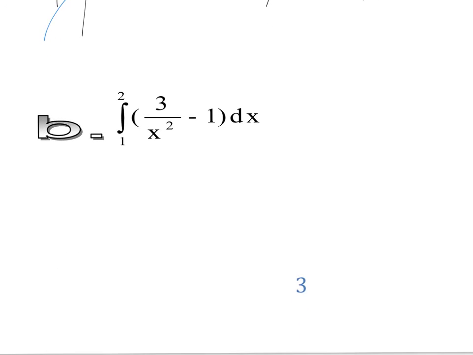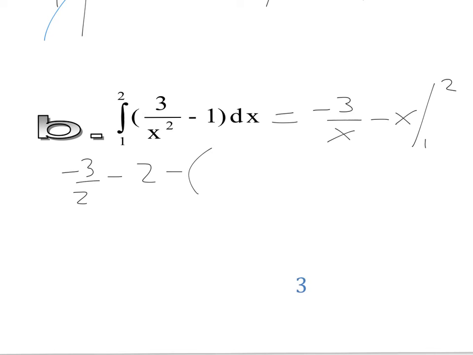All right, here's one we already did the antiderivative to. Let's just go through it real quick. In the last video, just to save some time here, we said that this was equal to negative 3 over x minus x from 1 to 2. If you're not sure why, go to the last video and check that out. So when you plug in, you get negative 3 over 2 minus 2, minus, now we plug in the 1, negative 3 over 1 minus 1.